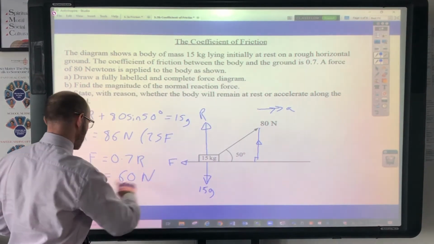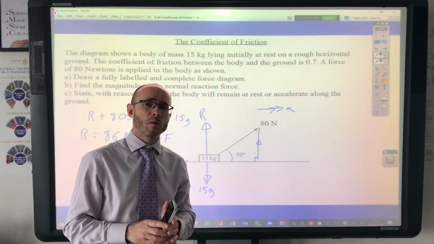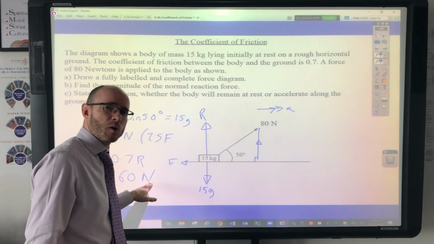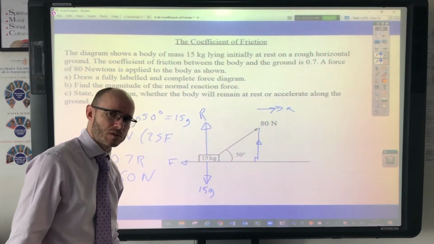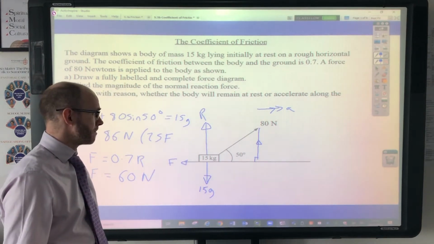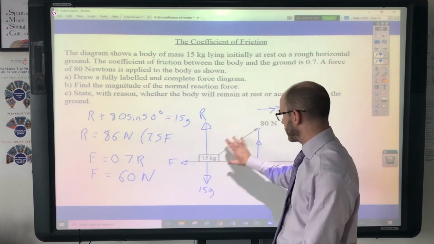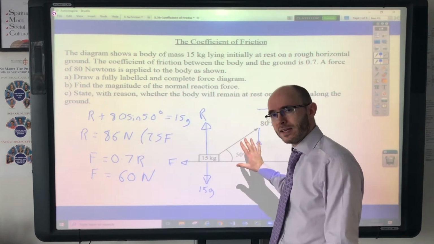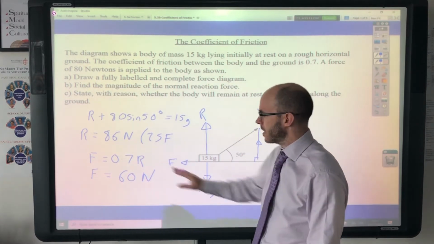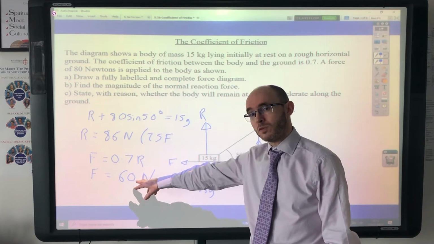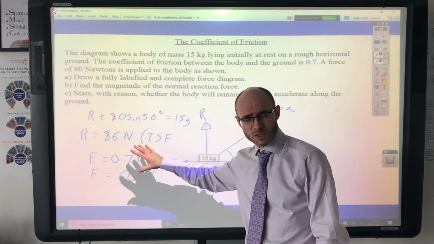So the frictional force ought to be 60 newtons. Now let's just make sure we're aware of what that means. The maximum possible frictional force available between surface and object is 60 newtons. Now in answering part C, we've got to decide whether this force horizontally is enough to make the object move. If horizontally the force is above this figure here, then it's going to move. The reason is because the pulling force is going to be greater than the resistive force, the frictional force.